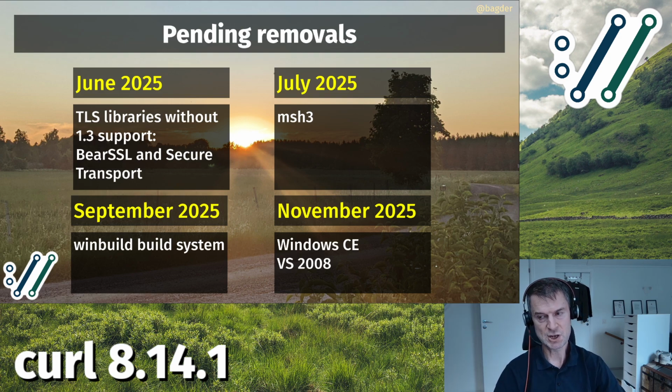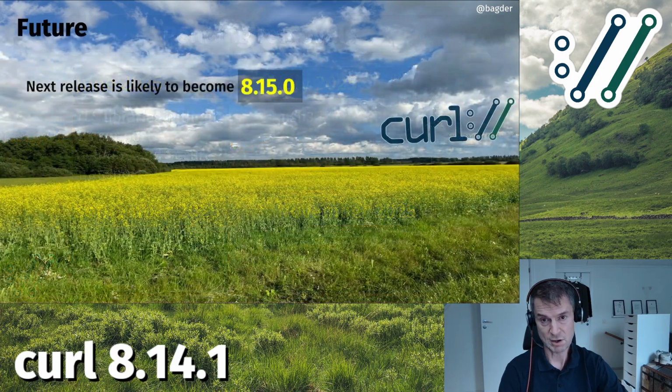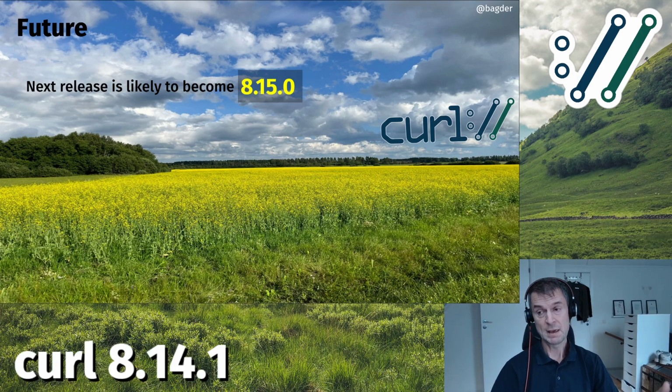If someone shouts loudly, screams loudly, or ruffles their feathers properly and maybe does something, we might change. But otherwise, this is what's going to happen. And I said this in the previous release presentation, and I'll say it again. The next release is likely to become 8.15.0 because, yes, we hope to do a .0 release, because we have features we want to merge in the next release.